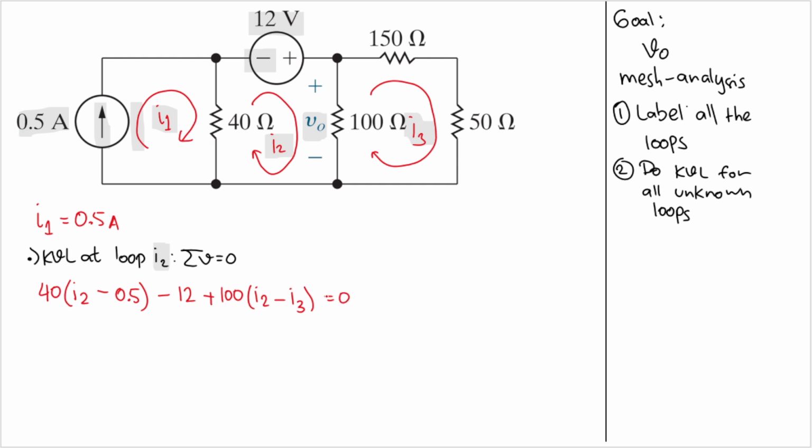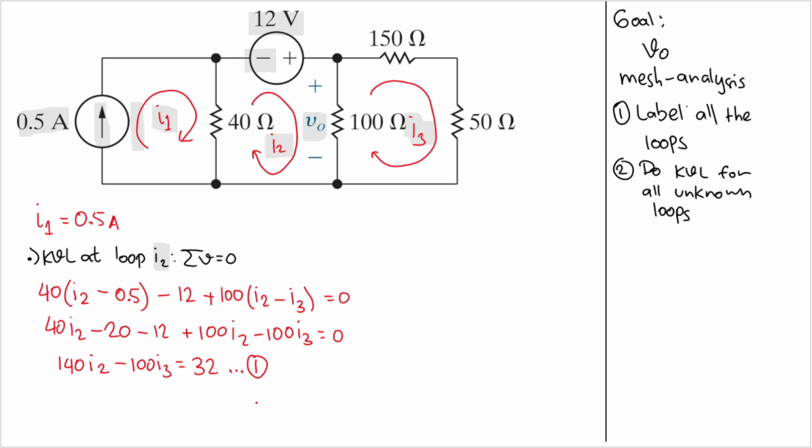Good. Now what can we do? We distribute all of the brackets here. So I will have 40 I2 and then minus 20 minus 12. And then plus 100 I2, and then minus 100 I3. Okay, all of that will equal 0. And so we will have 140 I2, and then minus 100 I3, and that will equal 32, right? Let's have this as equation number 1.